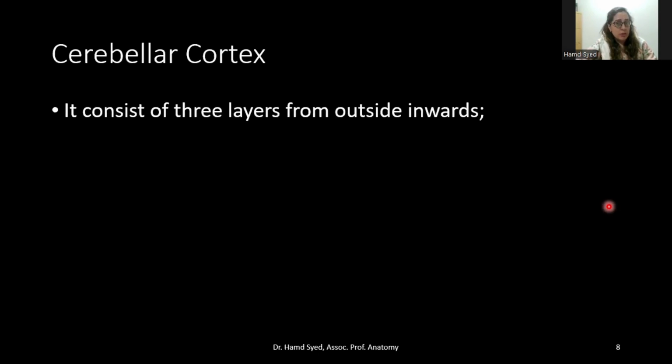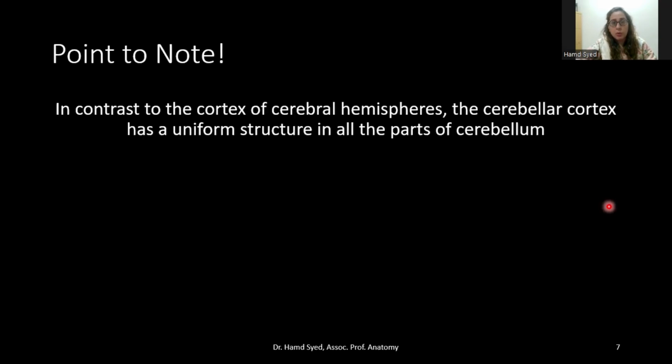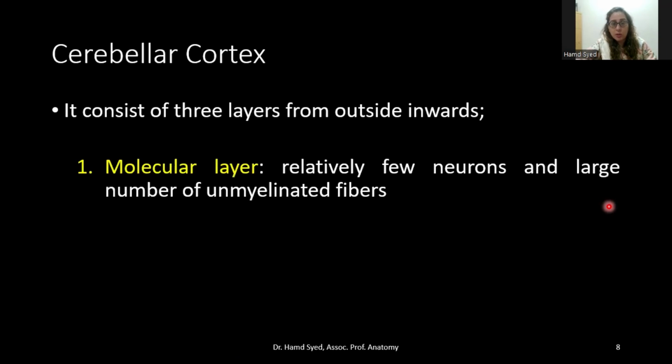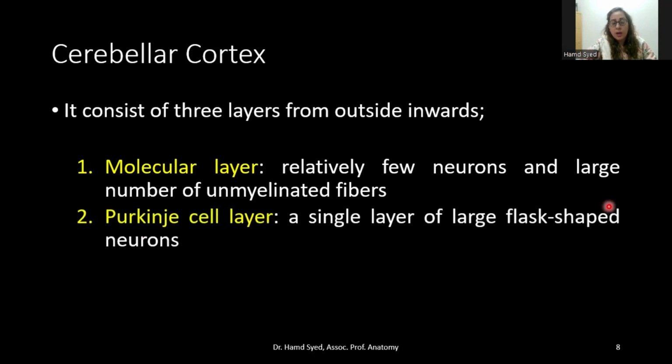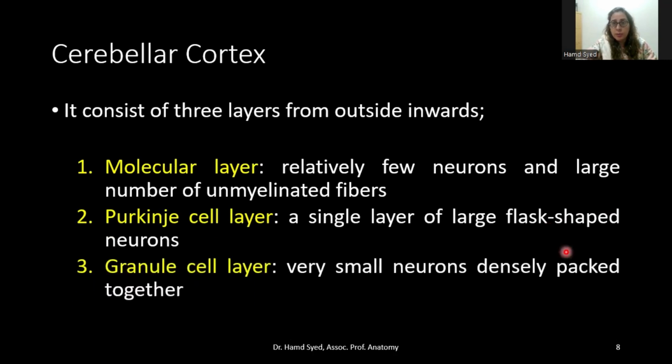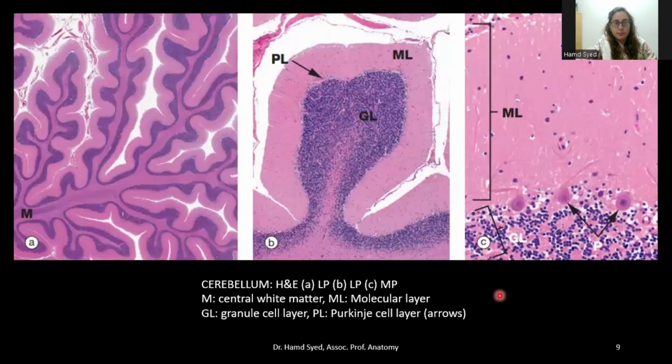There are 3 layers in the cerebellar cortex. These are the 3 layers of gray matter. The outermost one is known as the molecular layer, which has relatively few neurons and a larger number of unmyelinated fibers. Then deeper to that is the Purkinje cell layer, which consists of a single layer of large flask-shaped neurons. And in the deeper aspect is the granule cell layer, which has very small neurons densely packed together.